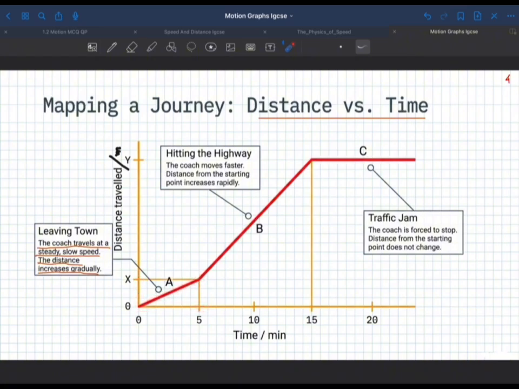Why are we using this term slow speed? Because in the next stage, somewhere here, what is happening? The coach moves faster from the starting point, with distance increasing rapidly. Why? Because the slope in this region is greater than the slope in this region.